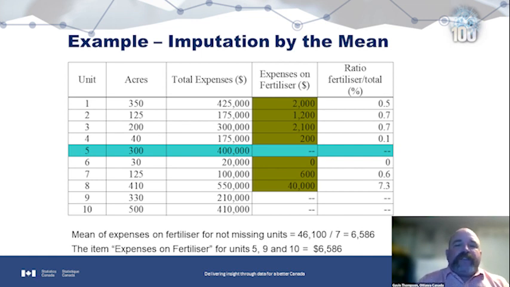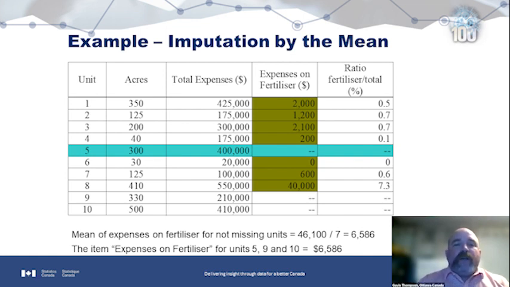Okay, so if we take a look at the mean of expenses on fertilizer, all we have to do is take the sum of those 7 values, then divide it by 7, and we see that the average value is 6,586. So for units 5, 9, and 10, we would just impute 6,586. What this does is it keeps one of our most important statistics, which is the average, the same. So by imputing this way, it doesn't change the average from those that have given us a value. And hopefully people are seeing an issue with this already, which I'm going to talk about later.